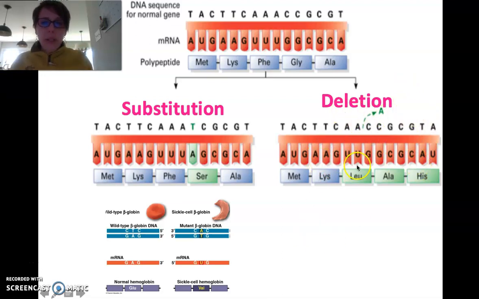And that's going to completely alter the polypeptide or the protein that's formed. So instead of having a phenylalanine, a glycine, and an alanine, you have a leucine, an alanine, and a histidine. So this is going to completely change the protein.